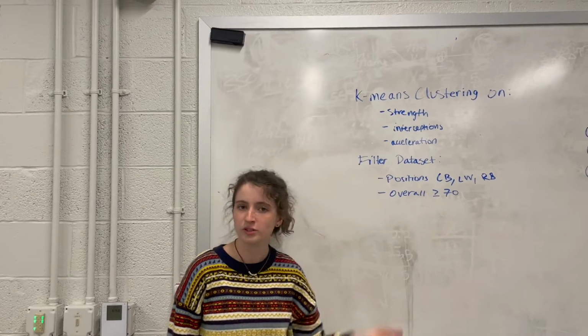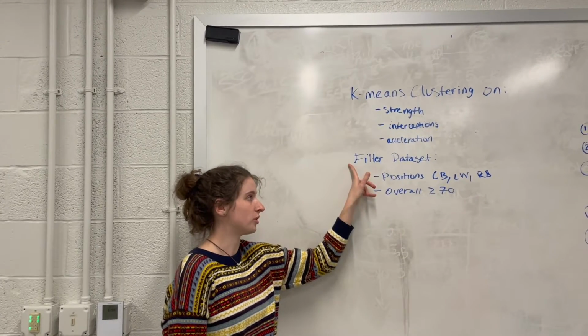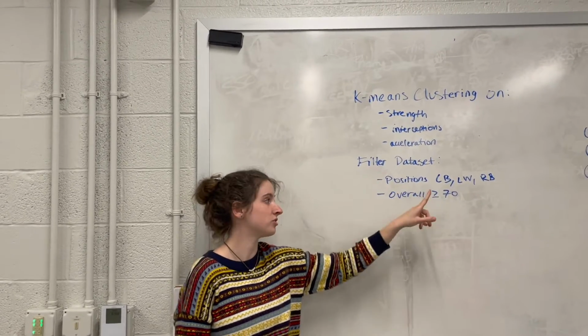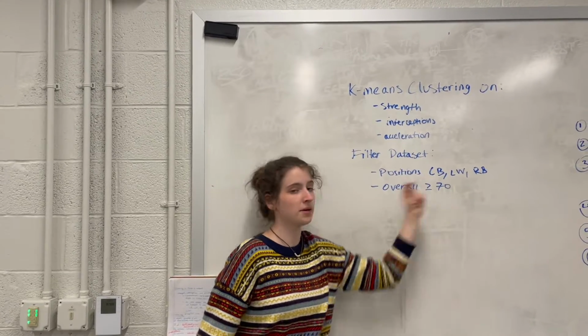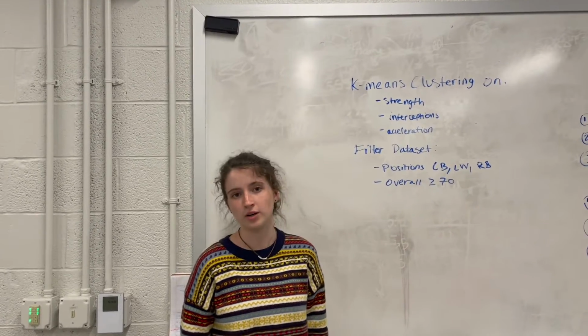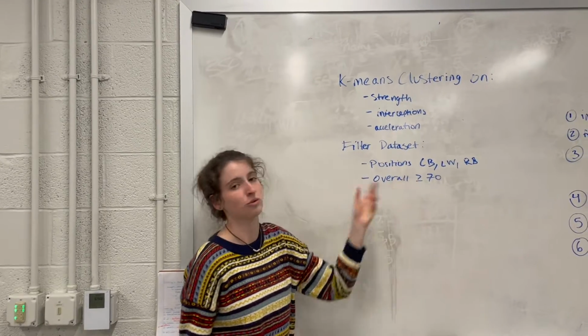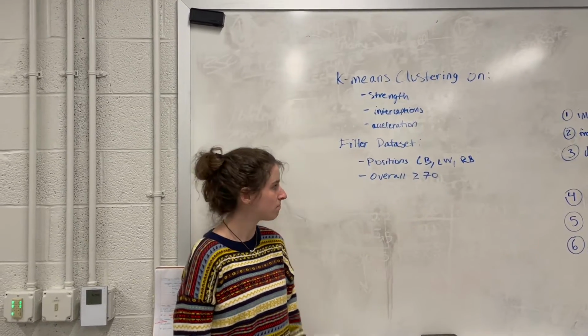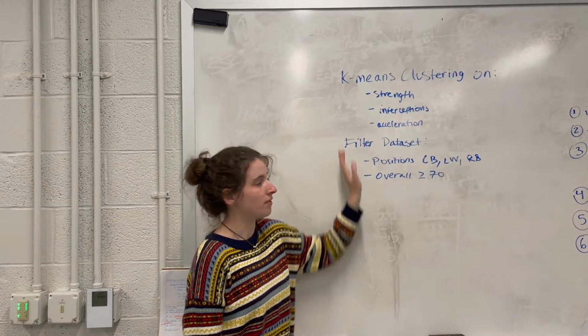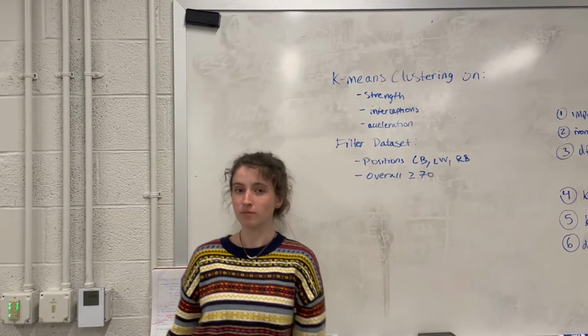But before that, for some reason, you want to filter it down so it only includes players with positions CB, LW, and RB. Don't ask me what those stand for, I don't know. And then overall, greater than or equal to 70, and that's their score in the data set. So yeah, this is our premise, and let's get started.